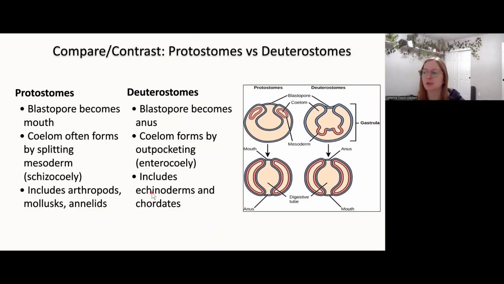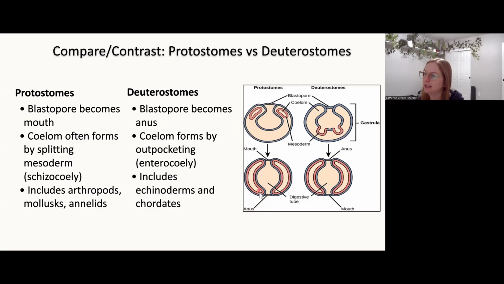And this is going to include echinoderms, which are our sea stars, and then our chordates, which are us. Here we have a diagram. On the left, we have protostomes. Here's my gastrula. In my gastrula, I have my blastopore. I have that push in. That push in is going to become the mouth. As it travels through, the second hole created becomes the anus.